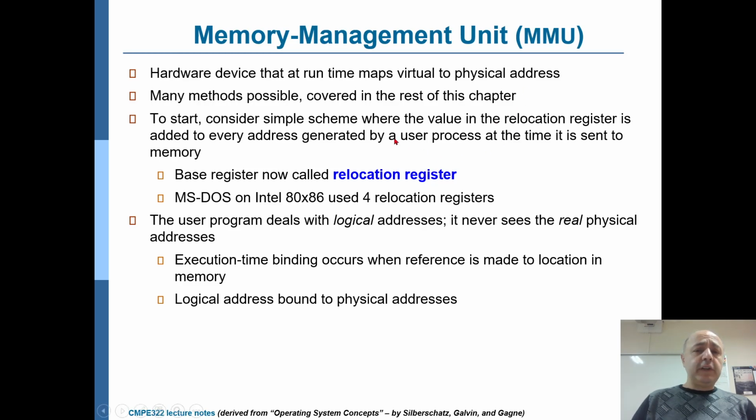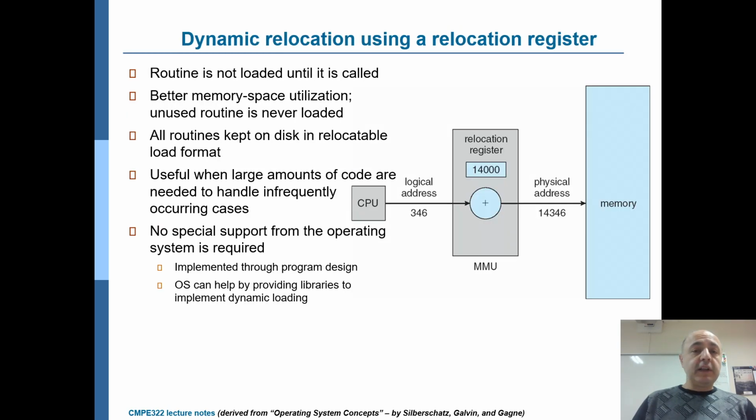So if we consider a very simple scheme, we have a base register, as we discussed before. That's also called the relocation register. In the case of MS-DOS, there were 4 of them. And the user program deals only with logical addresses. As I said, you don't know the physical addresses, especially if you're using execution time binding, and that needs to be converted to a physical address. So this is what we already discussed.